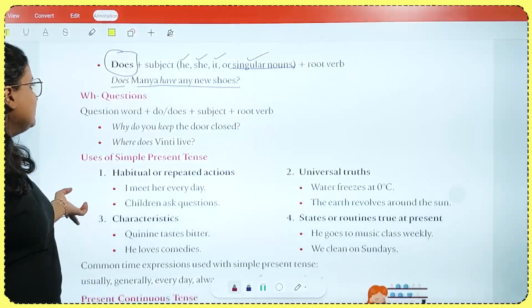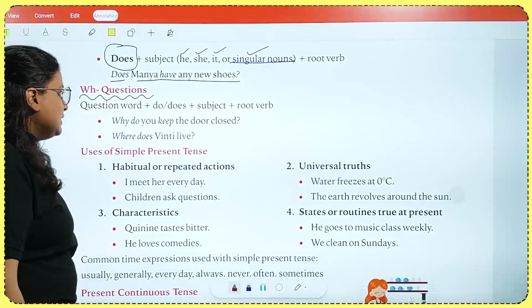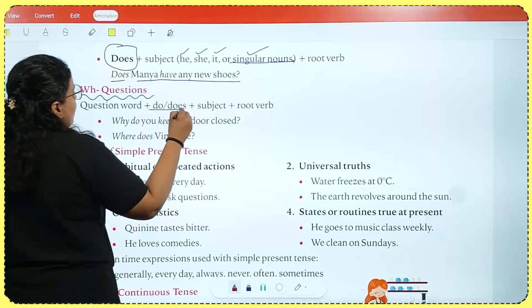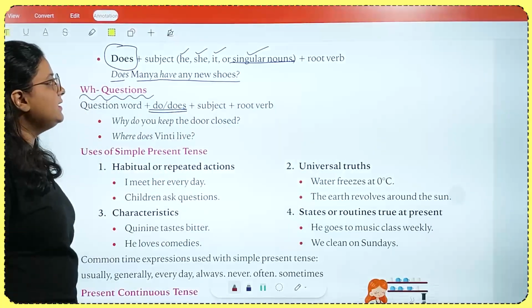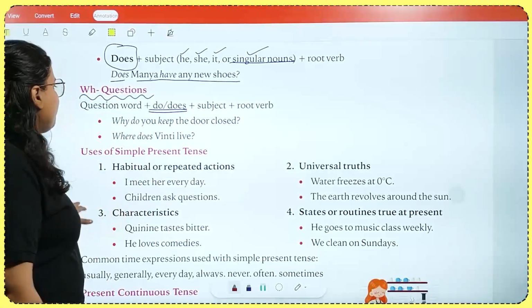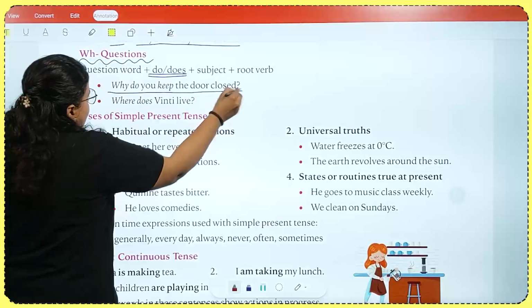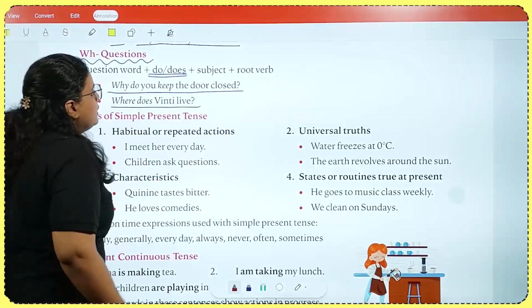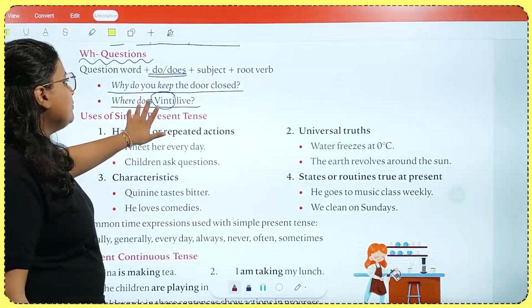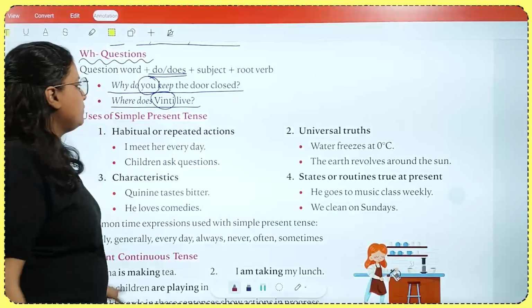Okay. Is that clear? And if there are WH questions, what will you do? Question word plus do or does, subject plus root form. Okay. Do or does, how will you use it? If there is a singular noun, you will use does. If there is a plural noun, you will use do. Why do you keep the door closed? Okay. This is how the question becomes. Where does Wimpy live? Here, Wimpy is a singular noun. So, with the singular noun, you have to use does, and with words like you, you have to use do.